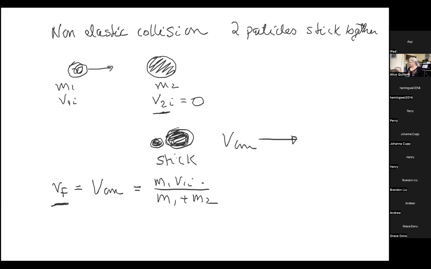So what's the final kinetic energy? First, the initial kinetic energy. Now we have a different initial kinetic energy than the final kinetic energy because it's not an elastic collision. The initial kinetic energy is easy to compute. It just depends on m1, because m2 is fixed, so it doesn't have any kinetic energy. So that's the initial kinetic energy.